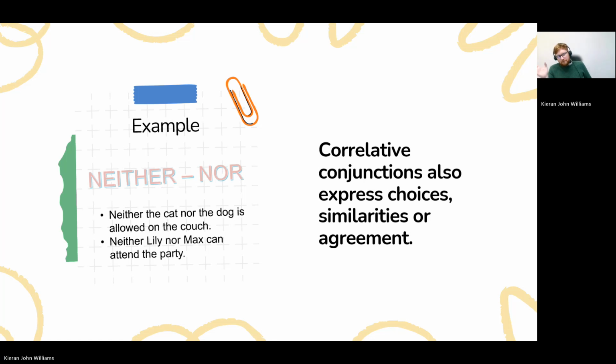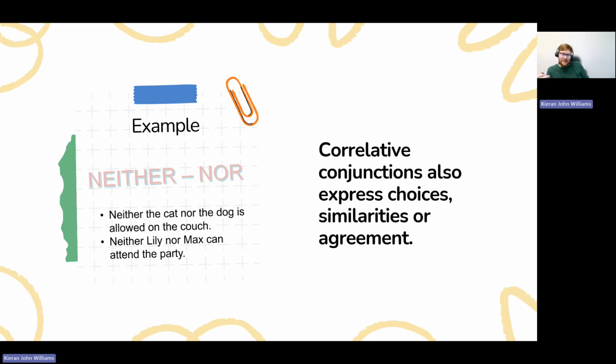So now we've got the negative form, which is neither nor. So like we said, it is when you are given a choice of two options and you do zero of those options. Okay. So like it says here, correlative conjunctions can express a choice or something like that. So here, neither the cat nor the dog is allowed on the couch. So there's two options, the cat and the dog. And in this situation, zero of those things are allowed on the couch. So no cat and also no dog.